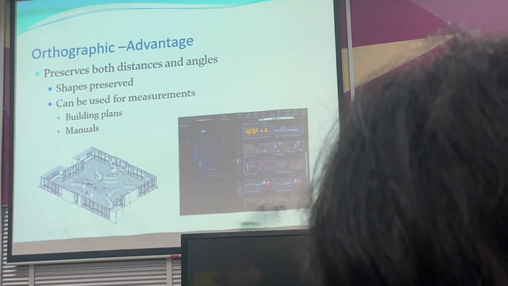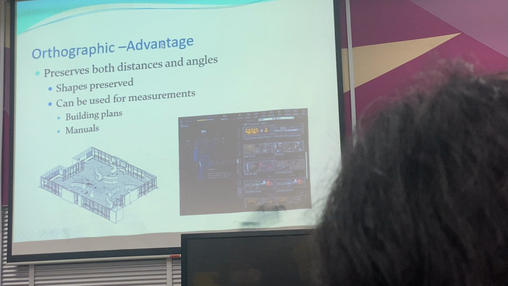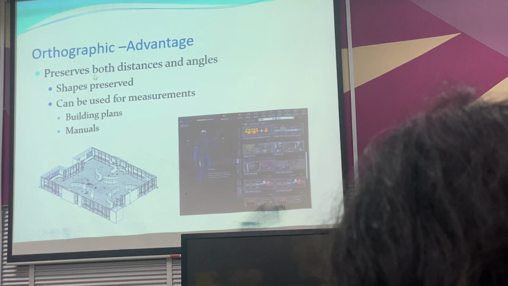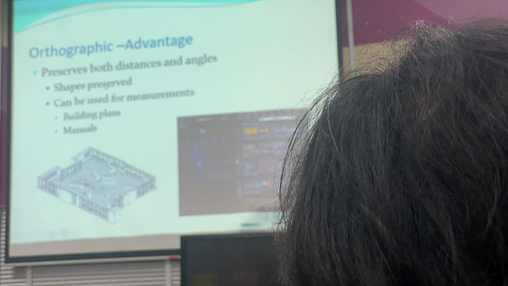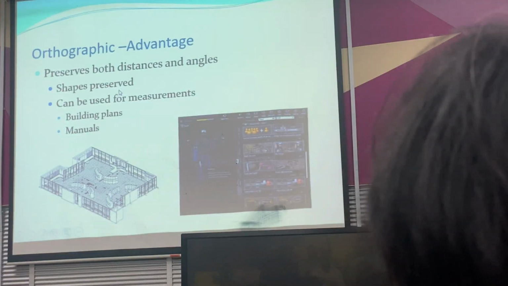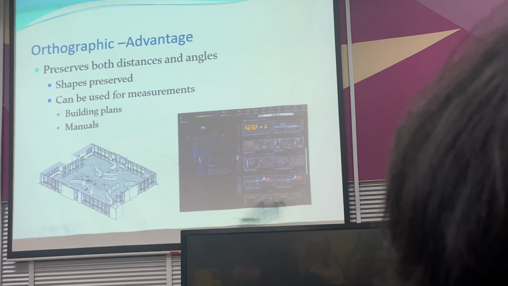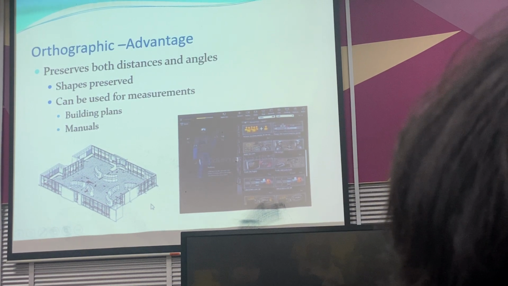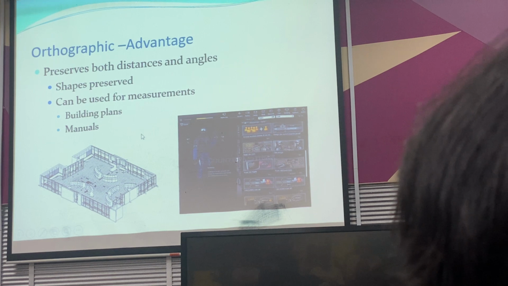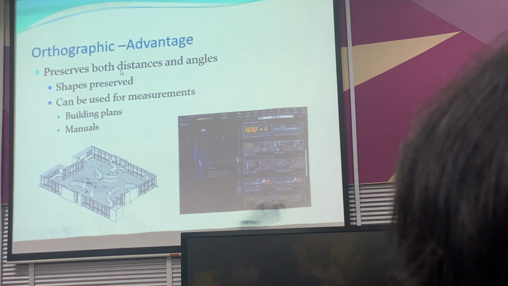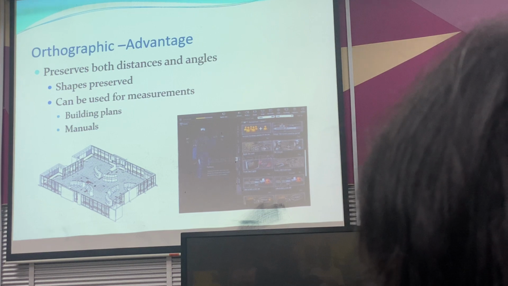Okay, what are the advantages? People are still using orthographic because there's no change of size, so there is no distortion. It preserves all the angles and all the distances of the objects. The shape is still exactly the same, no changes, so this is good for measurement. You can see a lot of building plans, floor plans, or the manual, or 2D screen UI still using orthographic because of this nature. It preserves both distance and angle, and the shape is good for measurement. So these are the advantages of orthographic view.